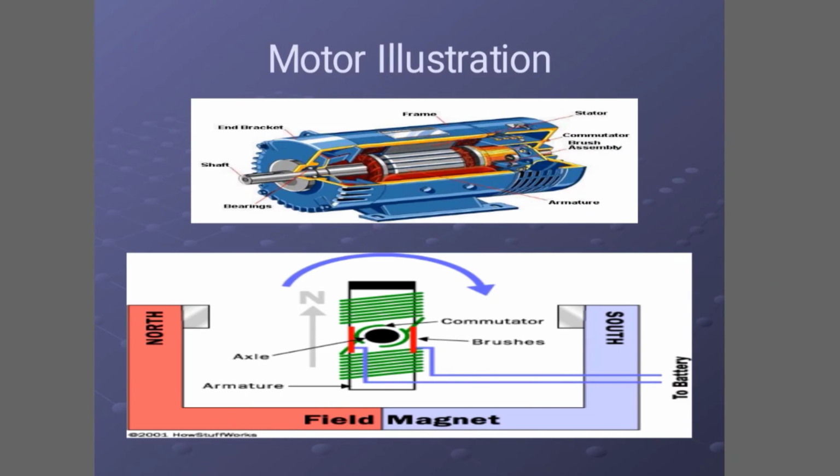Motor illustration. The upper diagram shown here is the basic motor, where we have frame, armature, bearing, shaft, starter, commutator, brush assembly, and bracket. Here the lower one is given with north and south pole, where the split ring is placed between axle, armature, commutator, brushes. Brushes, which are made up of carbon, are shown here. Then go down the slide.